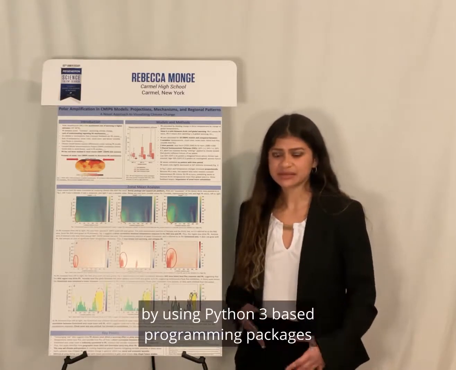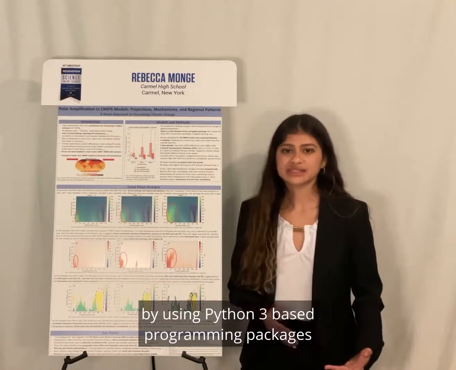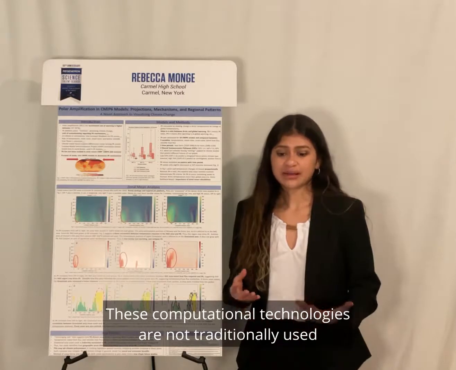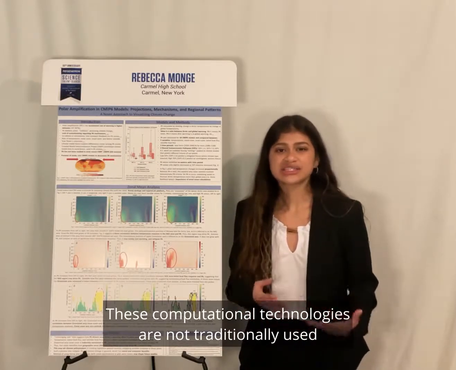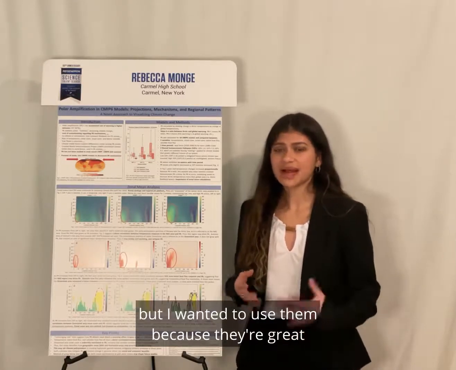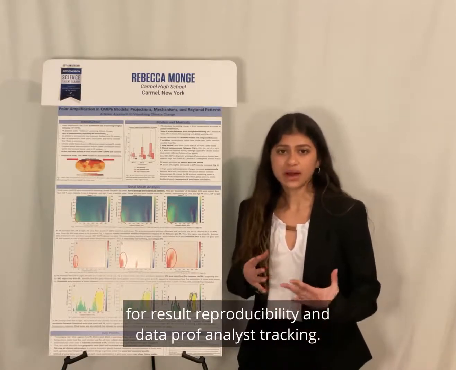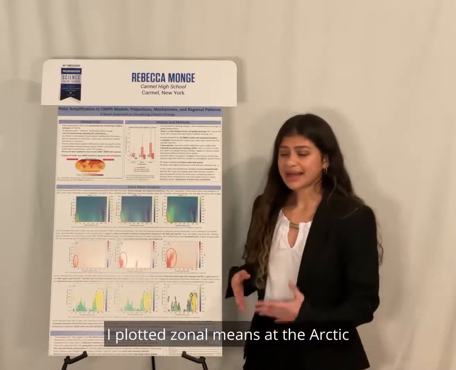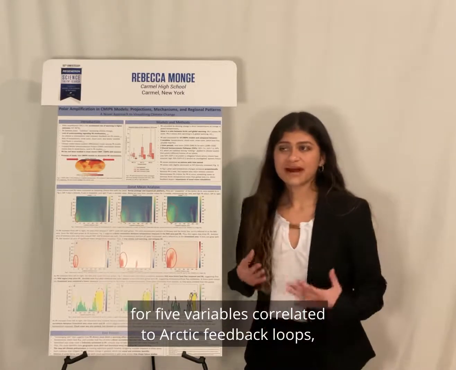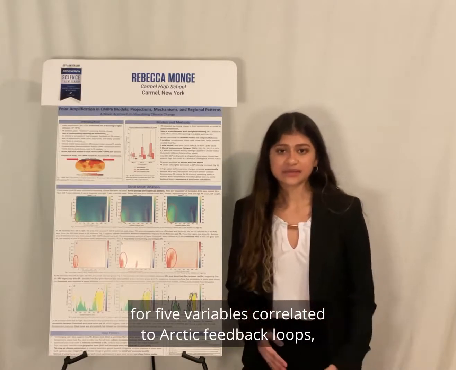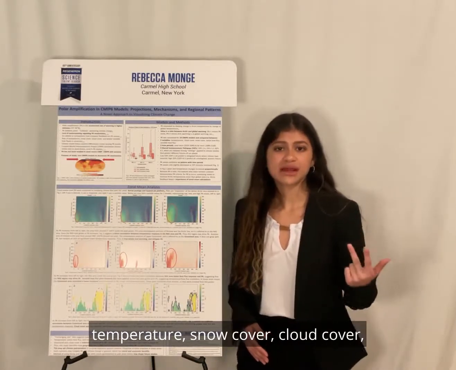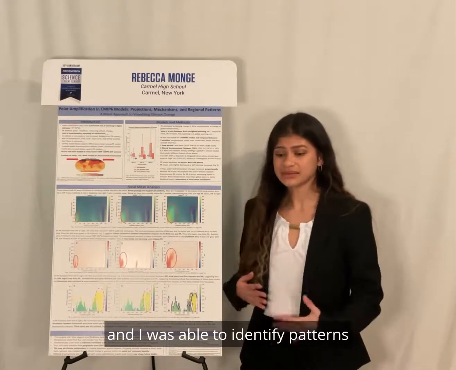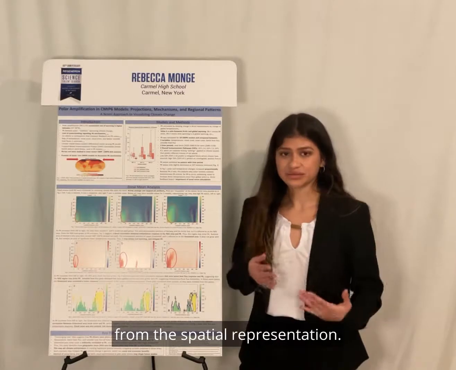Specifically, I did this by using Python 3-based programming packages such as Xarray and platforms such as JupyterLab. These computational technologies are not traditionally used in climate change research, but I wanted to use them because they're great for result reproducibility and data provenance tracking. By using Xarray and JupyterLab, I plotted zonal means of the Arctic for 5 variables correlated to Arctic feedback loops: temperature, snow cover, cloud cover, and latent heat flux and sensible heat flux. The zonal means are shown here, and I was able to identify patterns from the spatial representation.